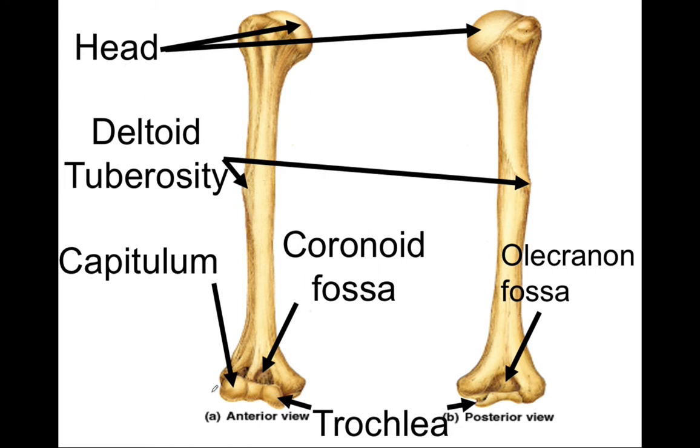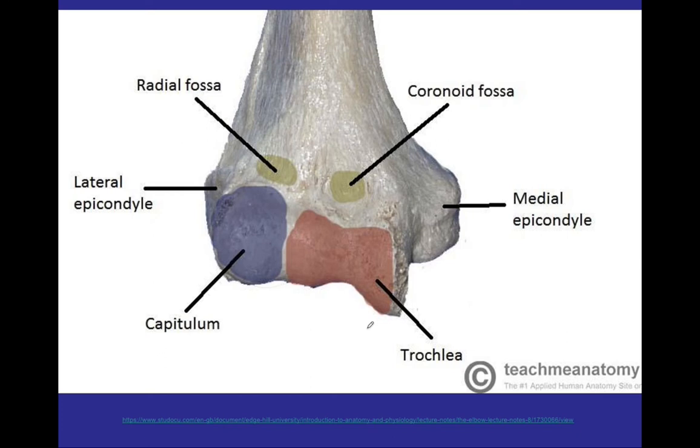The capitulum will serve as an articulation point for the bone in the forearm known as the radius. This picture will nicely show you where the dividing line is between the trochlea and the capitulum. So you can see the capitulum here. This is more of a lateral structure, and the trochlea here is sitting more medial on this bone, and it allows for the trochlear notch to come in and sit.